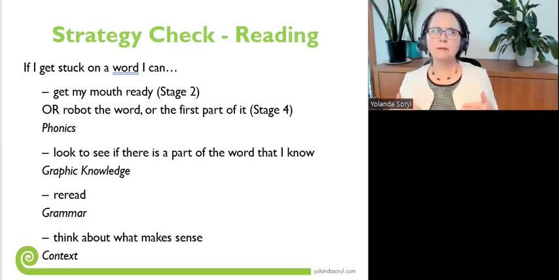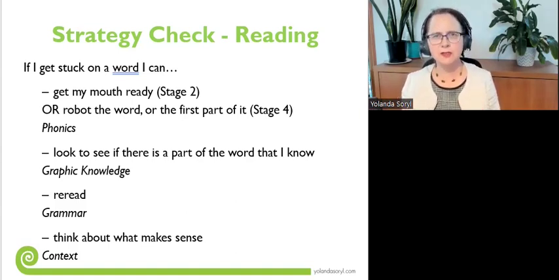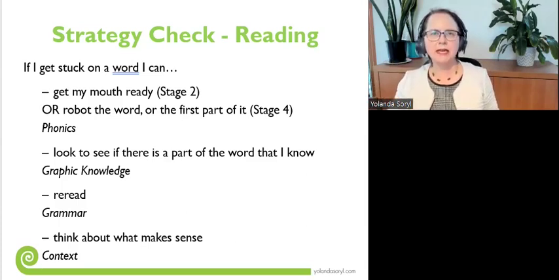So my role then becomes encouraging them to do what I have taught them to do, and not just being the person who's constantly saying ad nauseam, get your mouth ready, sound it out, think about what makes sense, reread it, look at the word, a part of that word. So we want them to articulate the strategies. So that's how I use a strategy check for reading. And it's very fast. It's just really quick before they start the actual reading and before the book introduction.